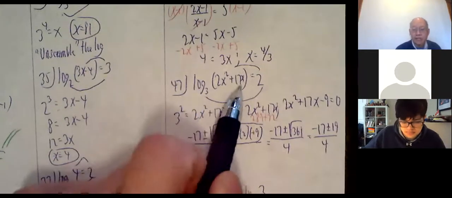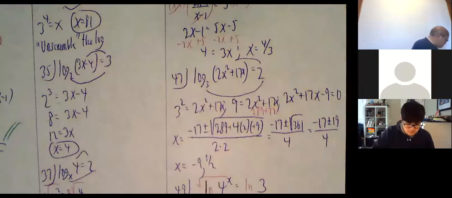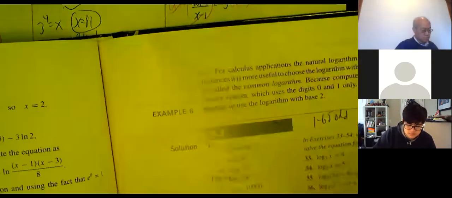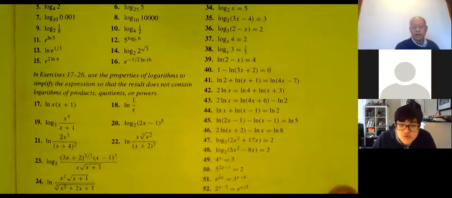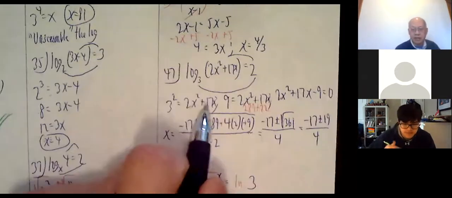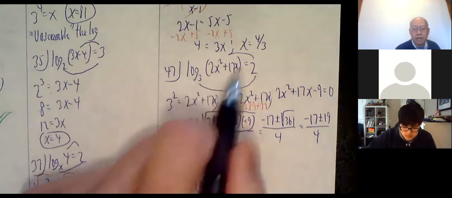Okay, 47, that's an x there. Sorry, the first time I did it, I didn't have an x. It's supposed to be x. 47: I snuck in a 17x there. There's an x, there's an x. Okay, sorry about that. Log base 3 of blah, blah, blah.